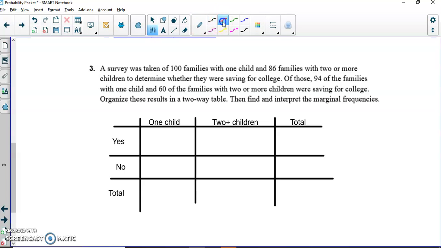Get a marker. All right, so it says that it was 100 families with one child. So that means the total families with one child is 100. So that goes here because total one child. So we put 100 down here. And then 86 families with 2 or more children. So the total families that they talked to that had 2 or more children was 86. So that goes here.